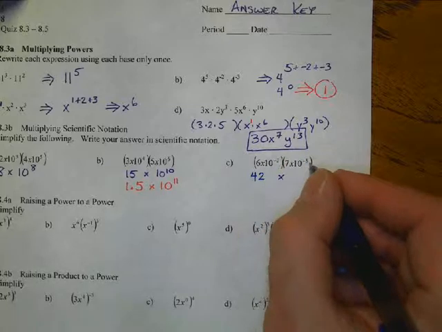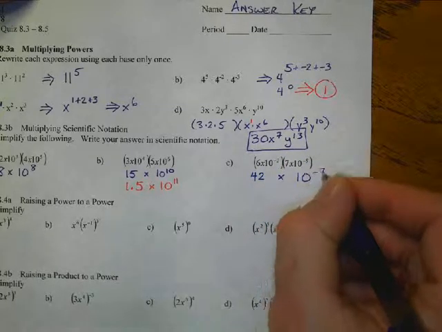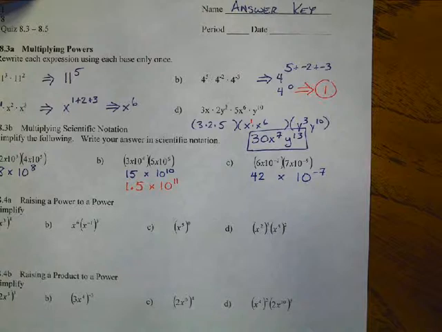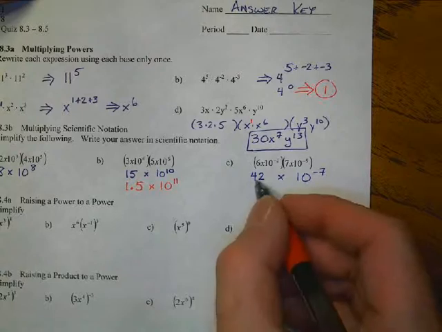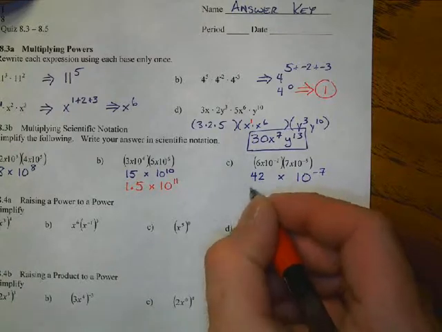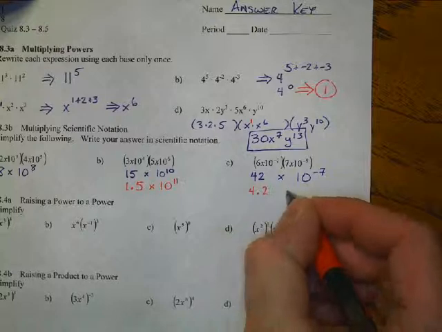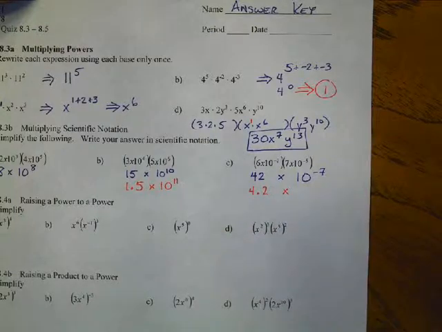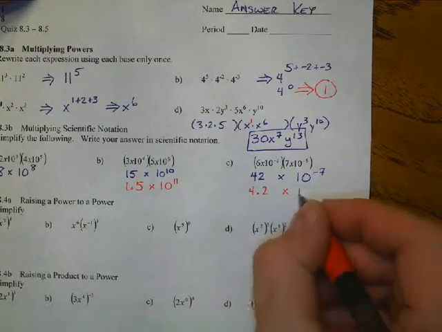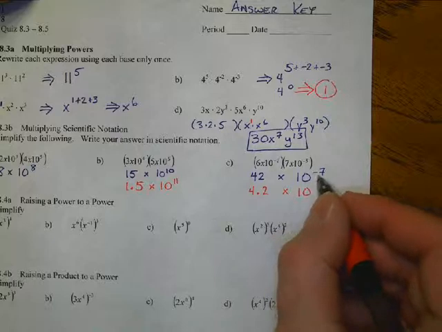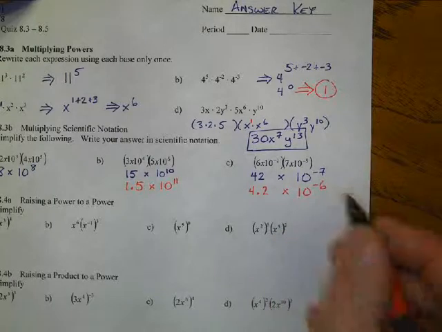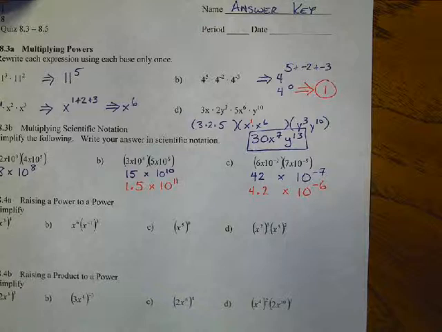Let's look at our third example over here to the right. 6 times 7 is 42. 10 to the -2 times 10 to the -5 is actually 10 to the -7. As we did in the previous problem, 42 is not acceptable as a solution. So our answer is going to be 4.2. What happened to our number? It got smaller. So our exponent gets larger. Larger than -7 is -6.